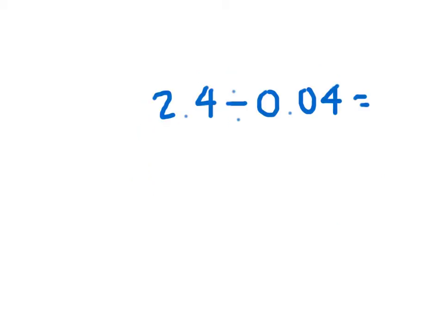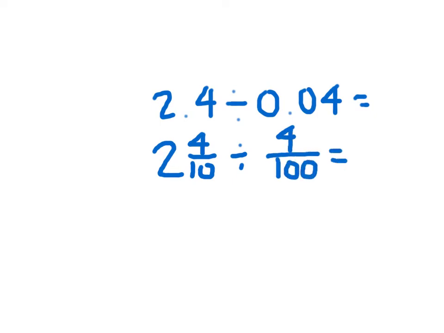Here I have 2 and 4/10 divided by 4/100. And so again, what am I going to do? I'm going to write the 2 and 4/10 as a fraction divided by 4/100 as a fraction. I will then write that division problem as a multiplication problem. And I will also, in that process, make 2 and 4/10 into an improper fraction. 24/10 times 100 over 4.